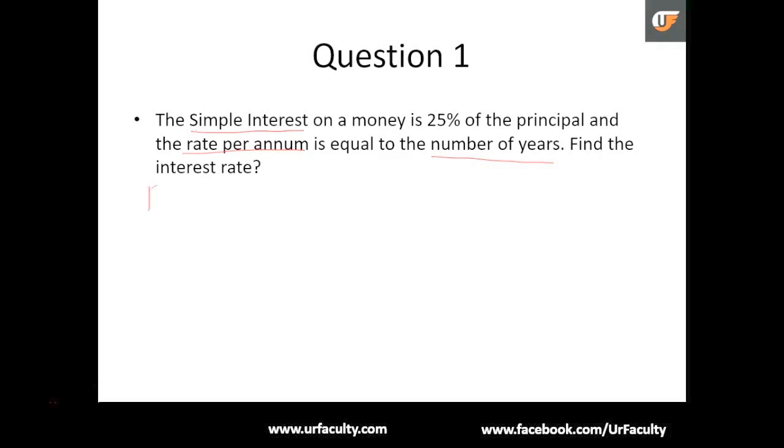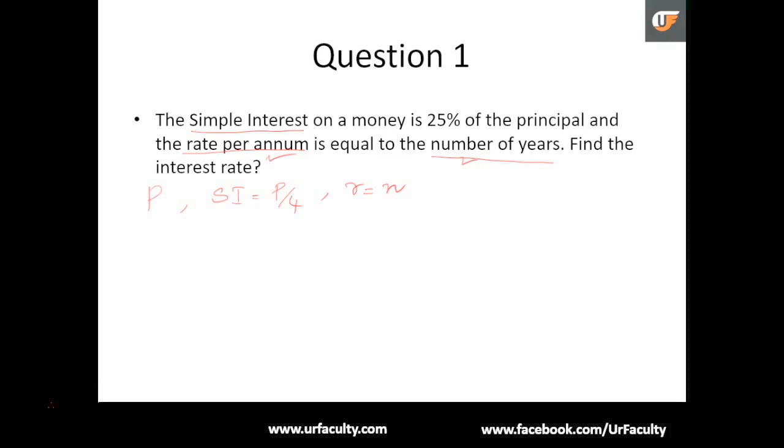We know that the principal is P, we'll maintain it. Then what else is given? The simple interest on a money is 25% of the principal. And what is the simple interest? Is basically P by 4. And they have also told that the rate per annum is equal to number of years. So R is equal to N because these and these are equal.